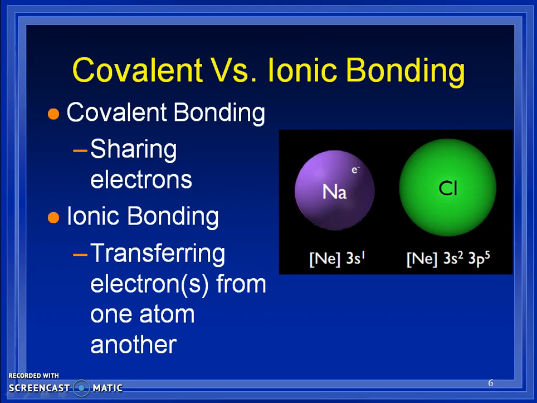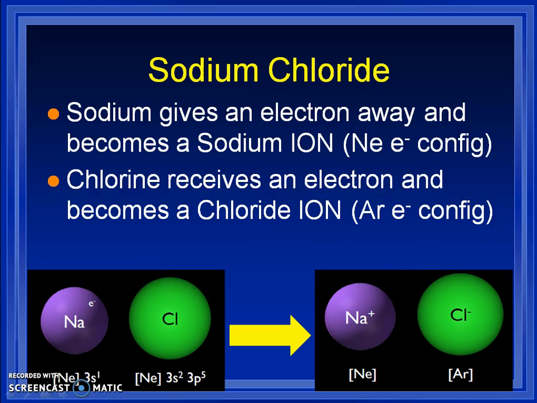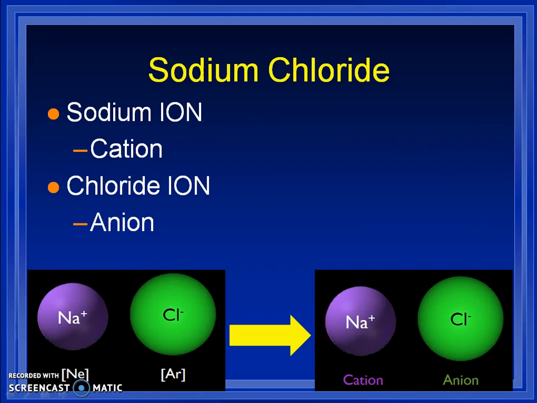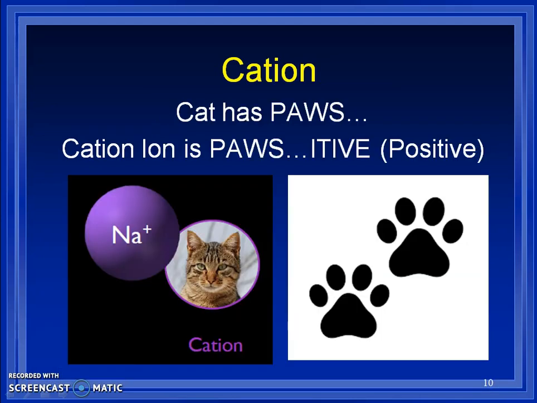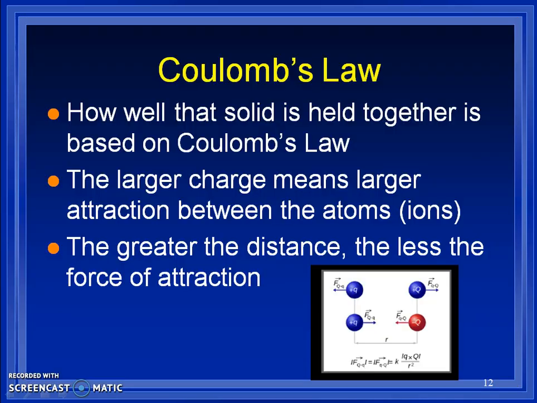Anderson explaining ionic bonding, about covalent versus ionic, sharing versus transferring. He talked about sodium chloride and how they become very stable as ions when they reach that electron configuration. He talked again about the different ions, one being a cation, one being an anion. He gave you a little mnemonic. He gave you a flow chart. He brought in that Coulomb's law, of course, very, very important.